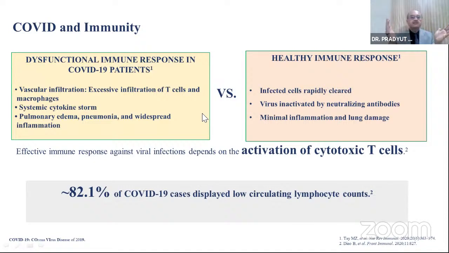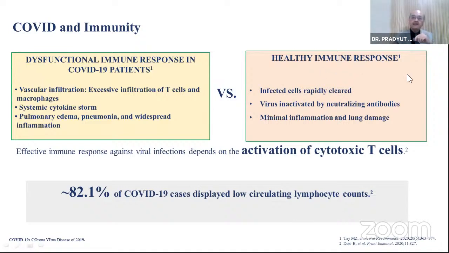They release various cytokines, what we call the cytokine storm, which damage the endothelial cell and make it more permeable, resulting in pulmonary edema, infections like pneumonia, and then widespread inflammation and multi-organ affection. That is what happens in the dysfunctional immune response in these COVID-19 patients.